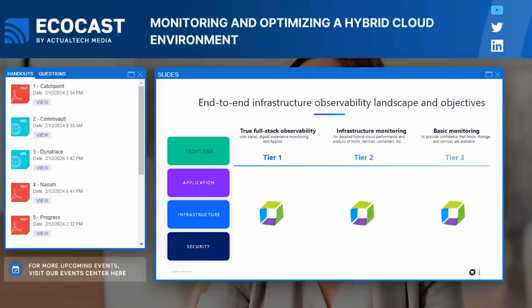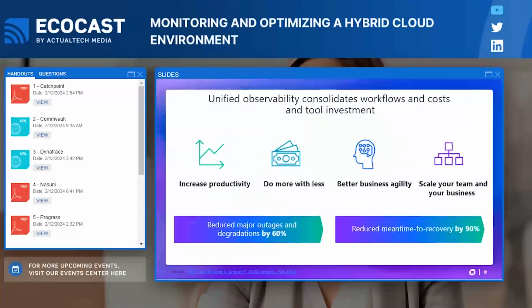And what we know about the real end-to-end infrastructure observability landscape and objectives is that it would be amazing if you could consolidate where you have true full stack observability from tier 1 all the way through tier 3. But what we're trying to look at a little bit more, and what we've been excited to announce, is how to right-size that across an environment. The benefits that you get from having unified observability and consolidating your workflows and costs with tool investment can lead to some great impact.